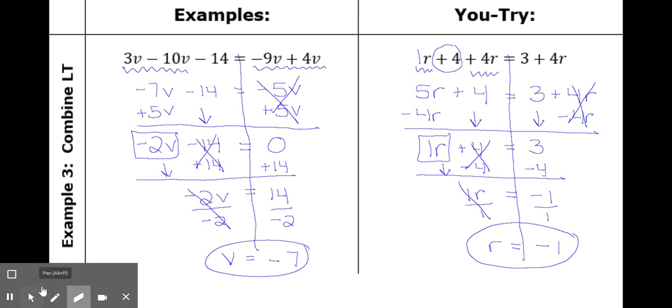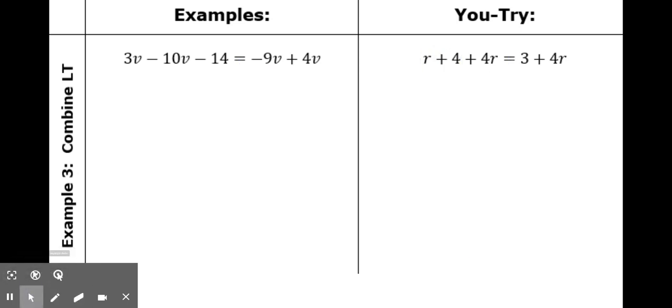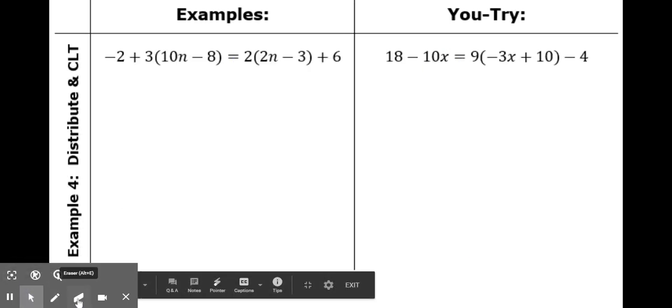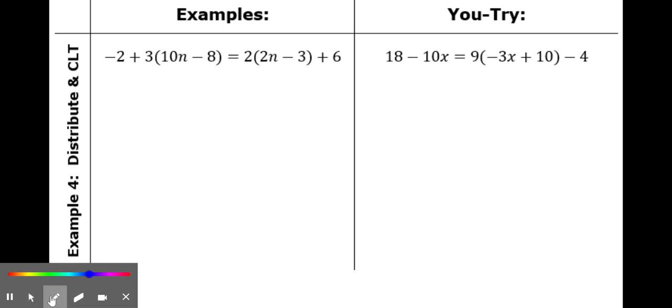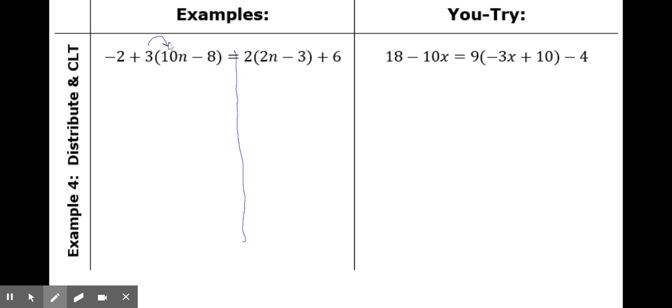2 more problems to go, and I saved the best ones for last. Problem number 5 and 6. We need to distribute and combine like terms. So let's take a look at problem number 5. Work with each side separately. So start with the left-hand side. I see parentheses, so that tells me the first step should be to distribute.